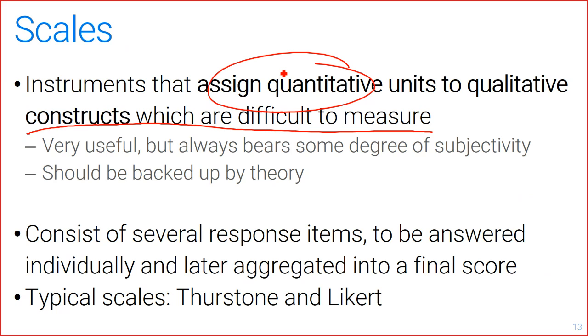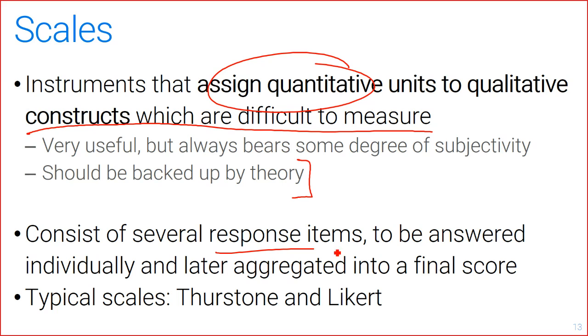So the thing is they're going to bear some degree of subjectivity and should always be backed up by theory. That's not something that we're going to get into, but just be aware that whatever number you come up with, or how you come up with that number, should be somehow backed up by theory. And so the thing is that a scale is going to consist of several response items.